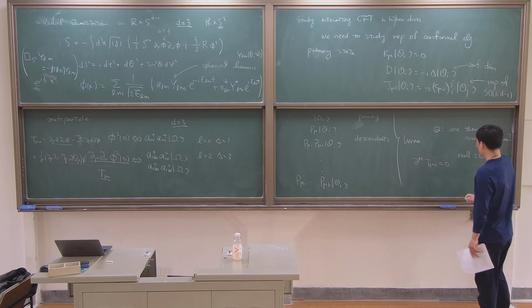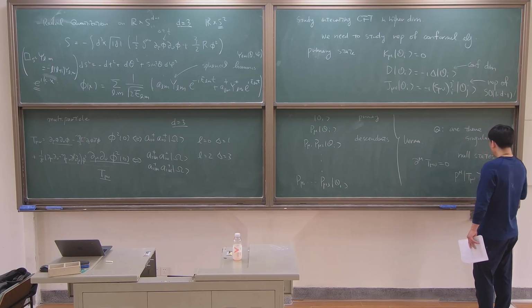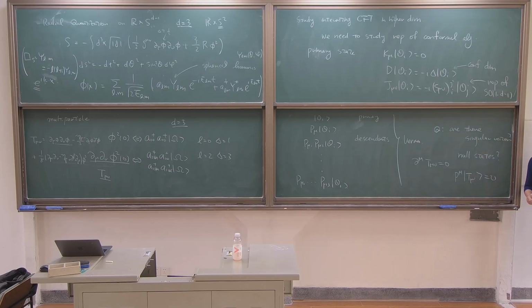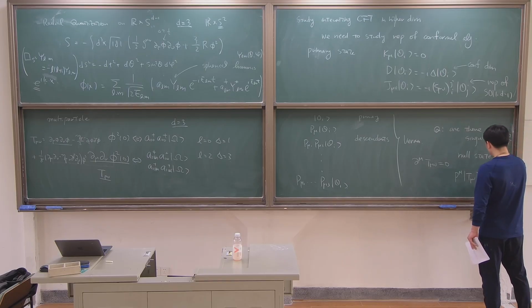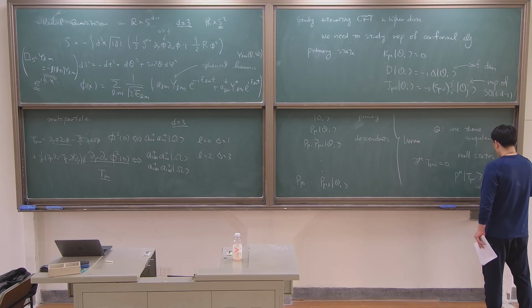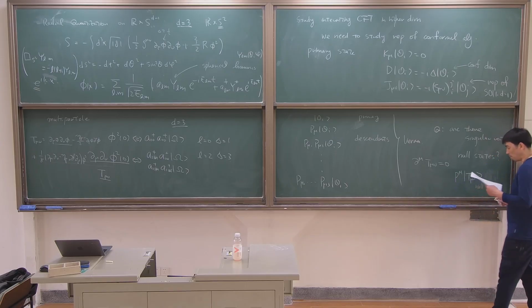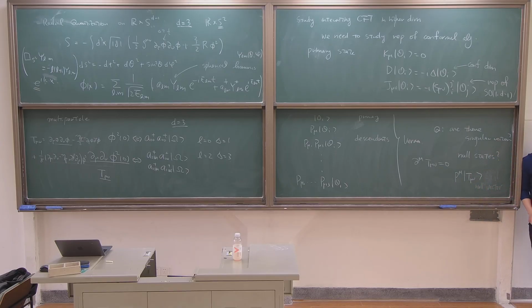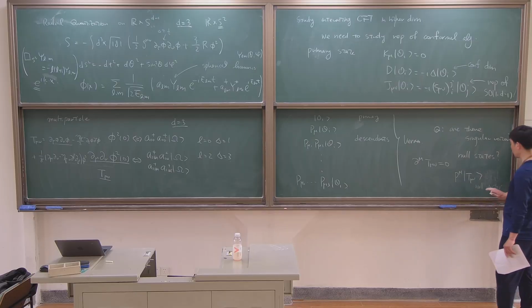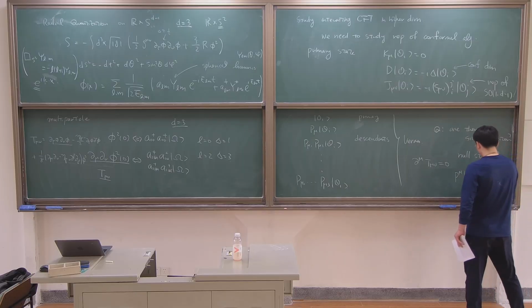Therefore, there is some state corresponding to T_mu nu acted on by P_mu, and it should be equal to zero. This should correspond to at least a null vector. So the expectation is that this should be a null vector, or in representation theory terms, a singular vector.